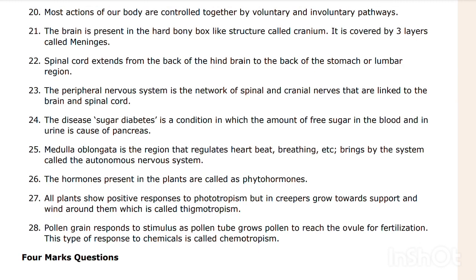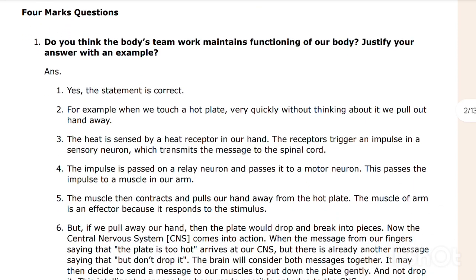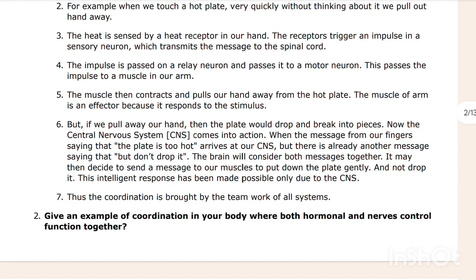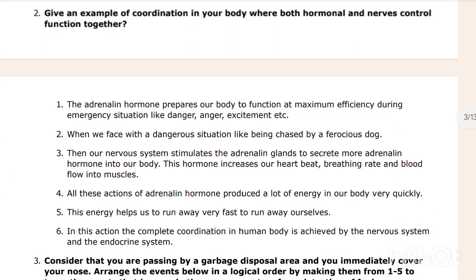Actually I got something cool. After the notes here you can see the 4 mark questions. Okay, so the 4 mark questions start from here. Then you can see the second one: give an example of the coordination in our body where both hormonal and nervous control function together.